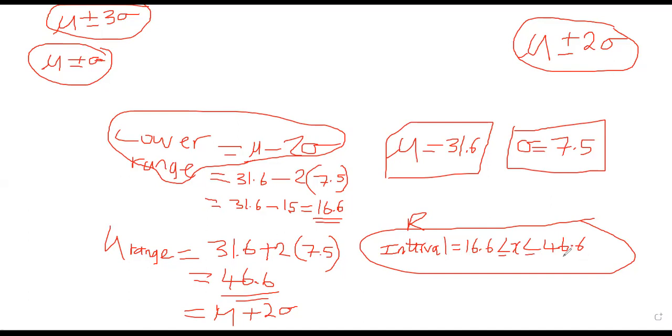So this is the range that we use. We can find the percentage of values that are within this range, meaning that 95% of values are within the range of 16.6 to 46.6. That's an interpretation. Are we together? Is that clear?